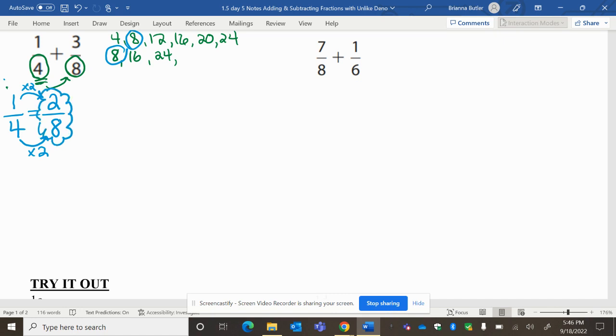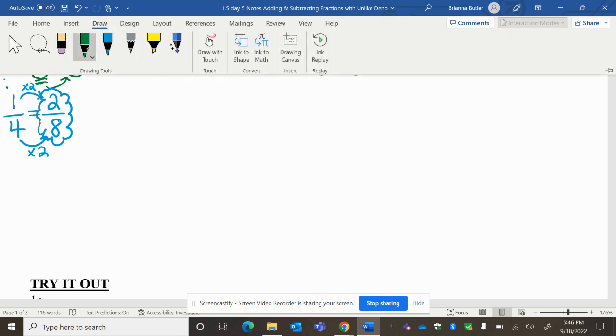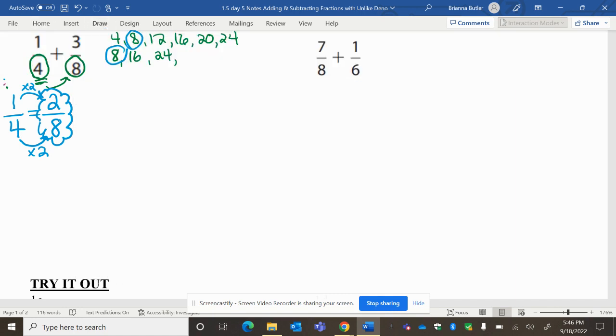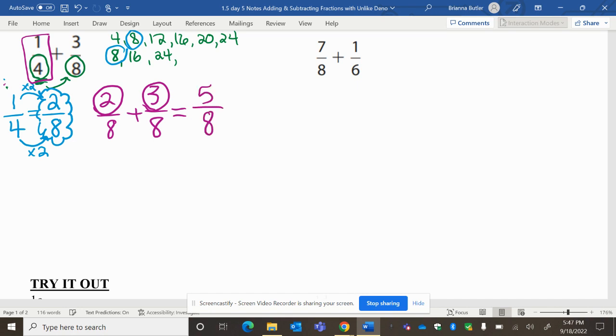I'm going to then plug in my 2/8 into where I see my 1/4 in the problem, and I'm going to rewrite. So 2/8 plus 3/8 equals, well, let's find out. So now that I have 8 as the common denominator, I'm going to add my numerators. 2 plus 3 is 5. 8 is my denominator. I do not add my denominators. My denominator stays the same.